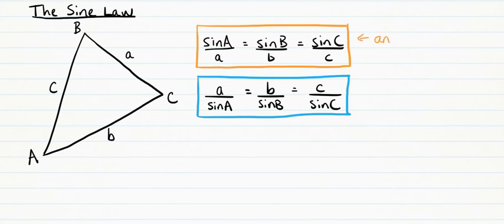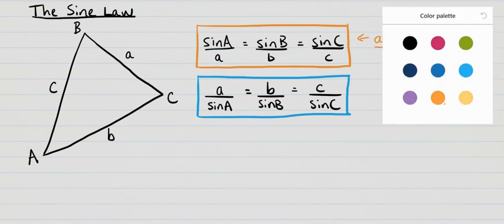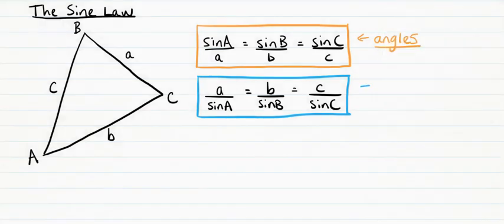This version of the sine law is very helpful if we are trying to find an unknown angle, because it means that the unknown angle will already be in the numerator of our calculations. If we take the reciprocal of each of these ratios, we get a over sine A equals b over sine B equals c over sine C. And we notice here that the side lengths are in the numerator. So this version of the sine law is going to be very helpful when we're solving for side lengths, because the unknown side length would already be in the numerator of our calculation.